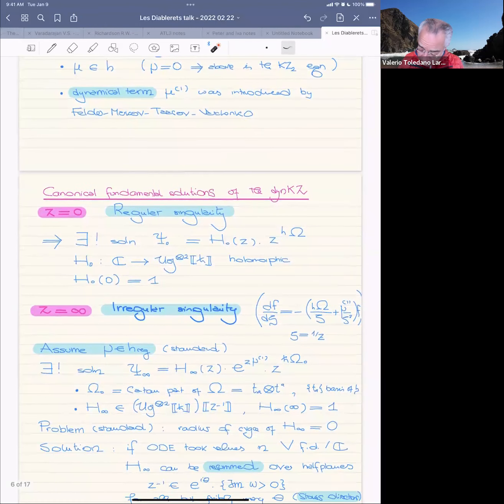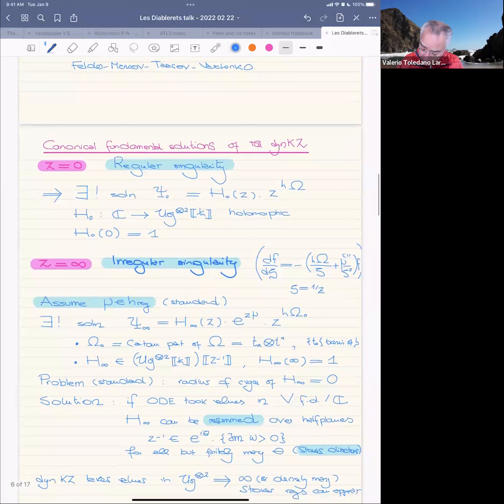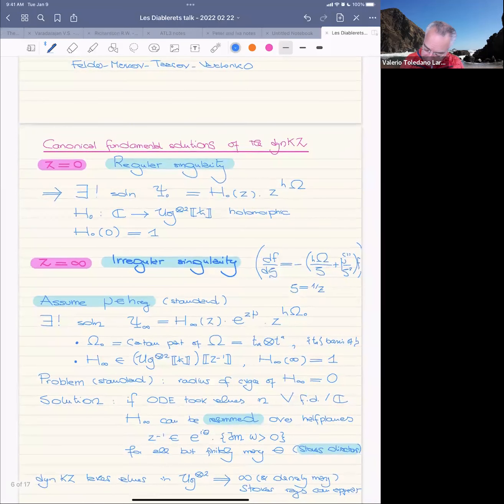such that this formal solution is H infinity times e to the z mu, and then the term you had here, z to the h omega, which was near 0, has now been compressed to z to the h omega 0. So you're only left with the abelian part of this Casimir tensor. Now the problem with this solution, which is standard for irregular singularities, is that the radius of convergence of this formal holomorphic part, this formal power series, is equal to 0.